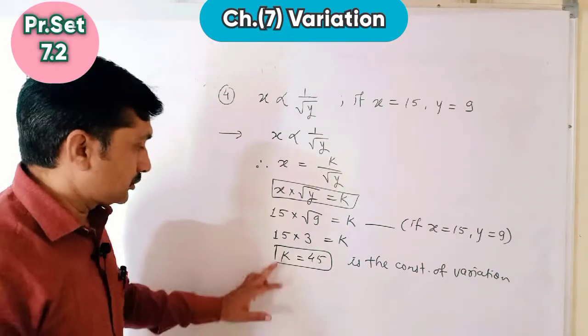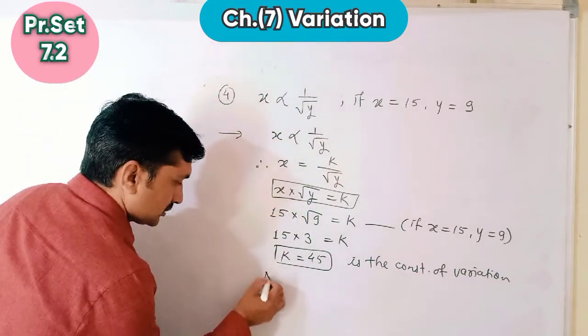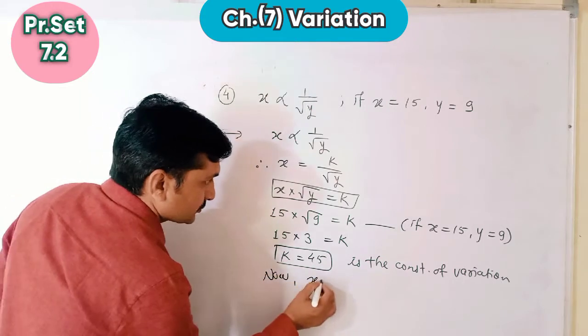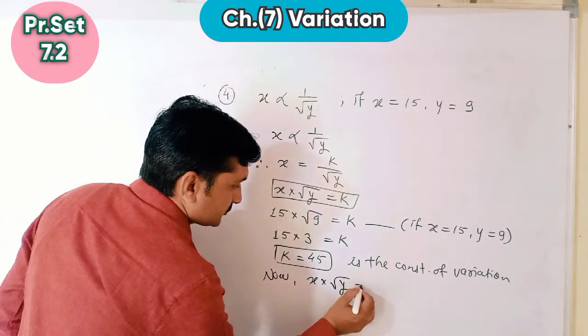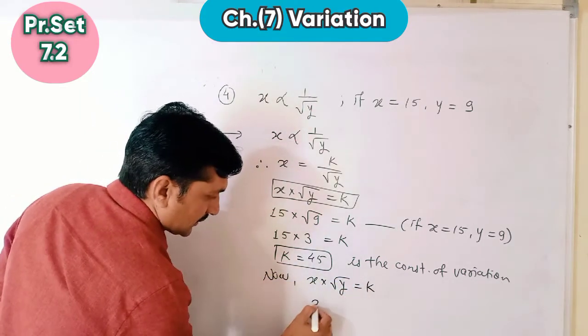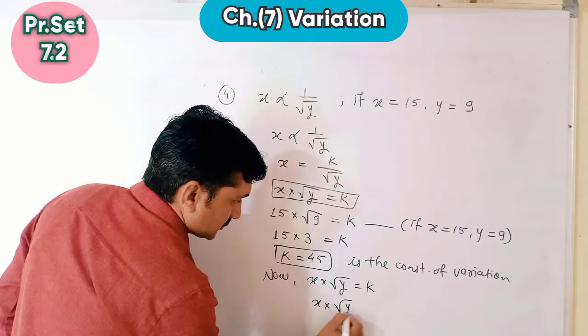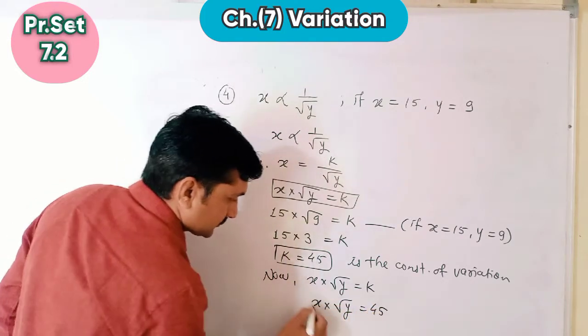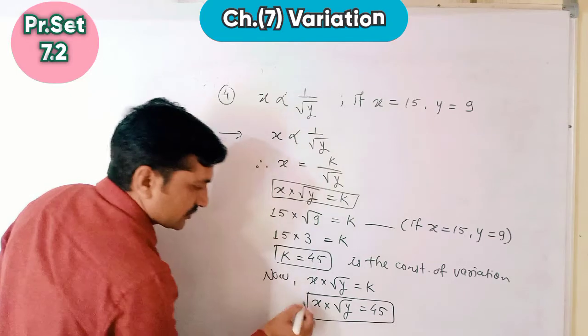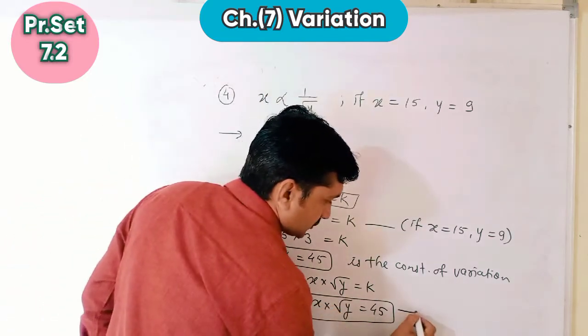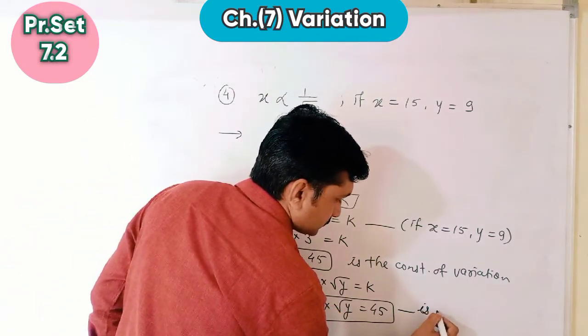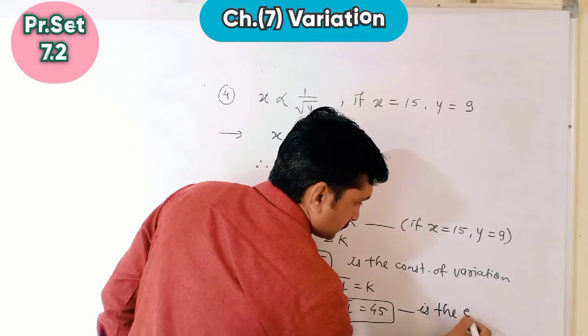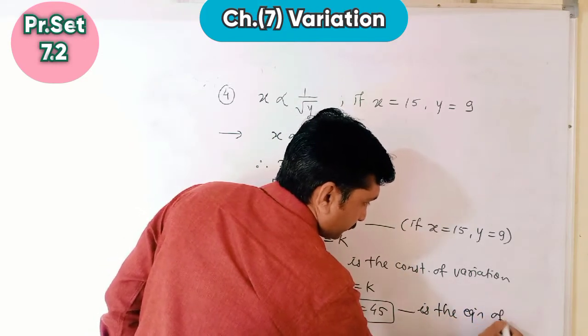Okay, now put this value in the equation. Now x multiplied by root y is equal to k. X multiplied by root y is equal to 45. When we write the equation, we have to write it as it is. This is the equation of variation.